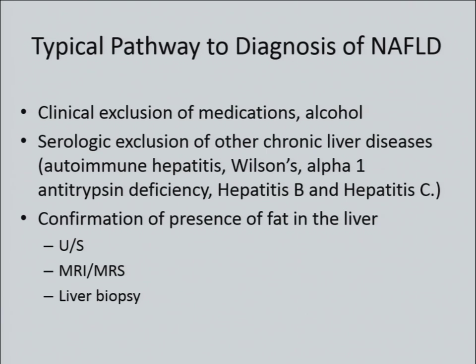And then after those have been ruled out, the next thing to do is to confirm that they do have fat in the liver. So NAFLD is a diagnosis of exclusion, excluding these other things that can cause chronic liver disease, but it's also a diagnosis made by proving that they do have fat in the liver. And I'm going to talk about these 3 modalities here of looking at fat in the liver.